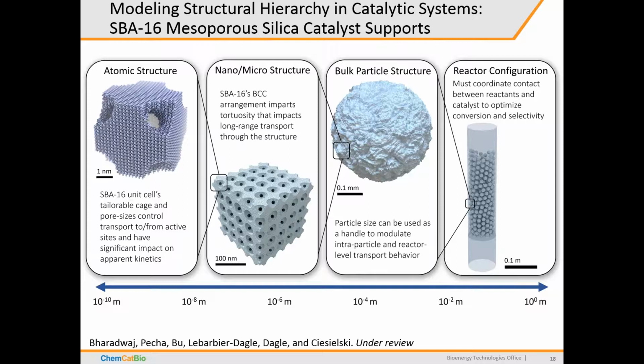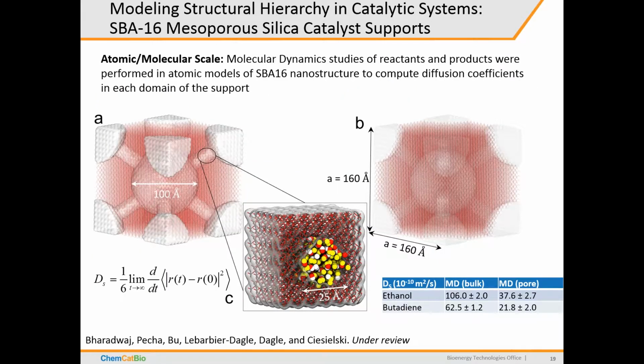These are the diffusion calculations where we're able to calculate diffusion coefficients for reactants and products in the different regimes within these catalysts, such as within the necks that connect the larger cages in the SBA16 structure. The reason that's significant is you see a lot more surface effects where the molecules are confined within those narrow regions, and the diffusion within the larger cages actually begins to look more like bulk diffusion. But we're able to compute directly what transport through those different regimes would look like.